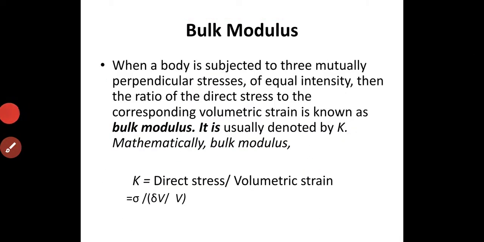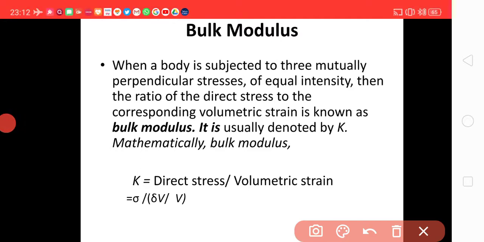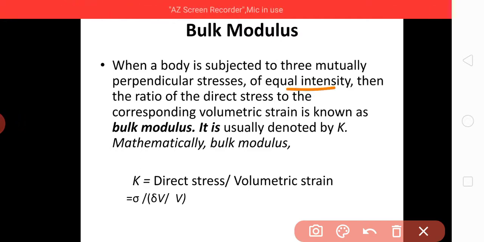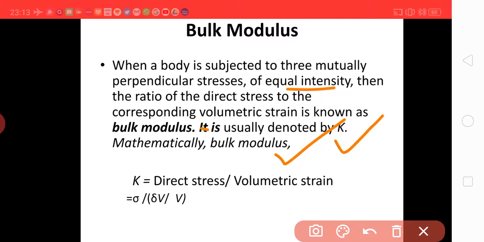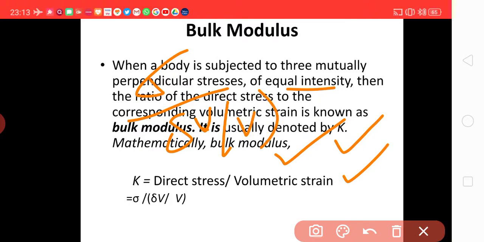Bulk modulus. When a body is subjected to three mutually perpendicular stresses of equal intensity, then the ratio of the direct stress to the corresponding volumetric strain is known as bulk modulus. It is usually denoted by K, and mathematically bulk modulus K equals direct stress upon volumetric strain, or sigma upon delta V upon V.